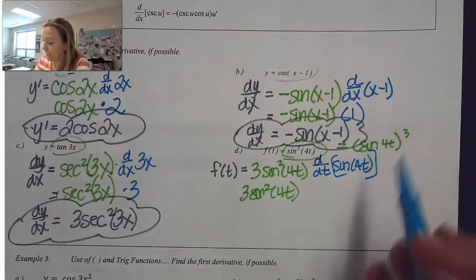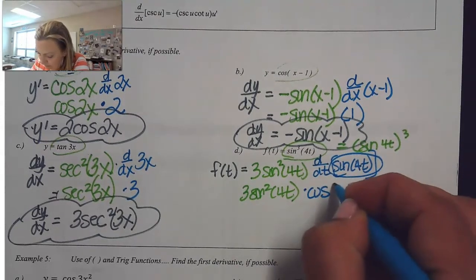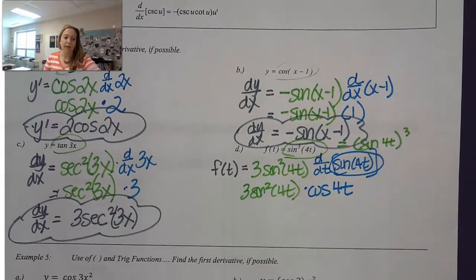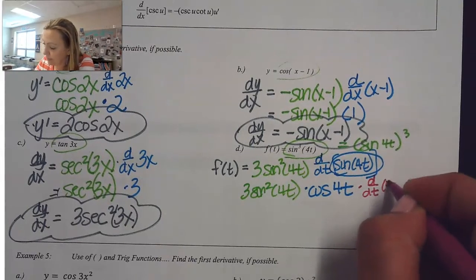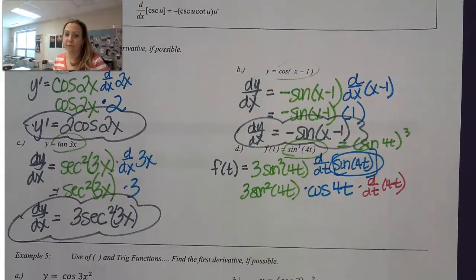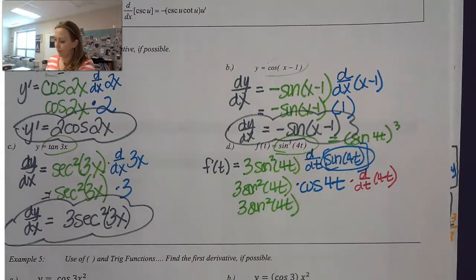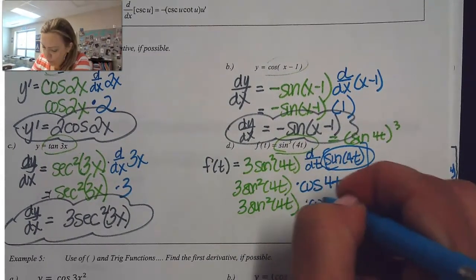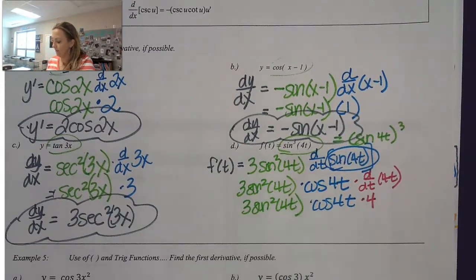The outside function is this idea, the sine of 4t. So let's take the derivative of sine, which is cosine. But then now we need to take the derivative of this inside function, which is 4t. So this is the function in a function in a function type of a thing, okay? So then I have 3 times the sine squared of 4t times the cosine of 4t times the derivative of 4t, which is just 4.